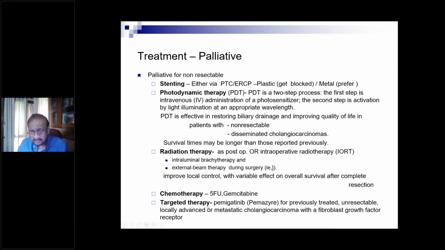Targeted therapy can be tried. You can use pemigatinib, that is for previously treated, unresectable, locally advanced, or metastatic cholangiocarcinoma. In these scenarios we like to use a targeted therapy with a fibroblast growth factor. Remember, we said desmoplastic reaction. Your desmoplastic reaction is basically under the effect of what? Fibroblast growth factor. So you use some kind of a drug tagged to fibroblast growth factor. It is going to go and localize in the area where there is a desmoplastic reaction. That is why it is known as targeted therapy.